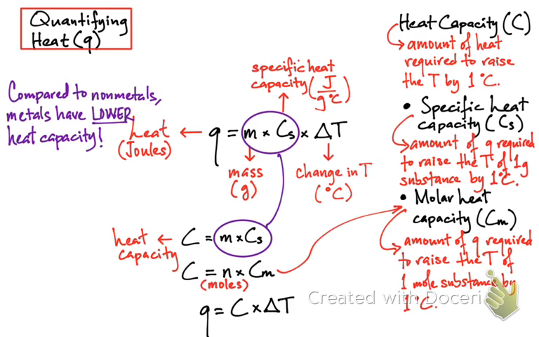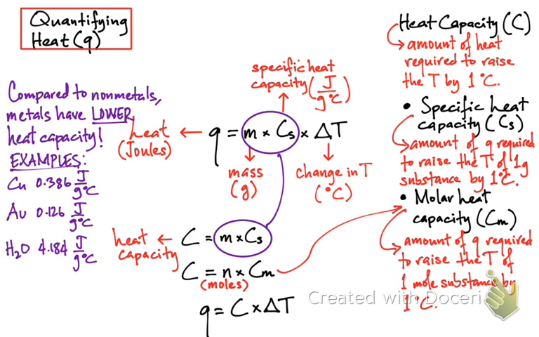Metals like copper, silver, and gold have lower heat capacity than nonmetals and molecular compounds. For instance, copper and gold metals have specific heat capacities less than 1, whereas water is 4.184. This means that it would take a whole lot more energy to heat up water compared to the metals with the same mass to reach a certain temperature. This is also the same reason why it takes much longer to heat up water than the metals.